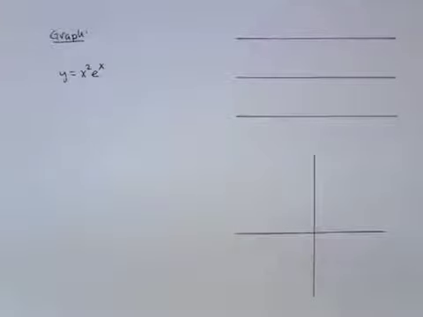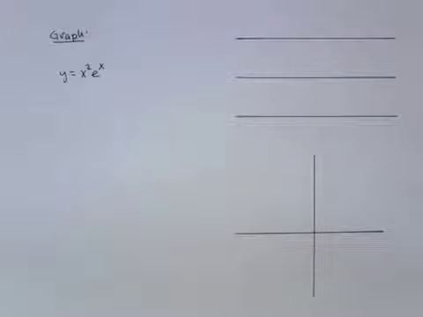In this podcast, we'll demonstrate how to use methods of calculus to graph the function y equals x squared e to the x, showing intervals over which it's increasing and decreasing, intervals over which it's concave up or concave down, and the locations of any points of inflection or asymptotes or maximum and minimum values.